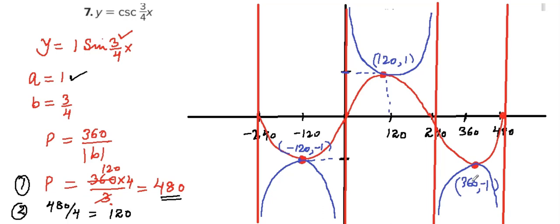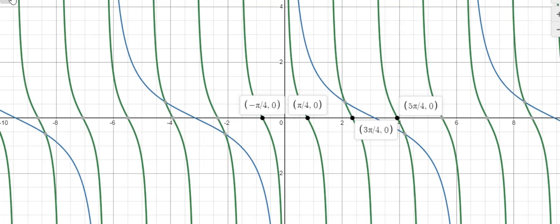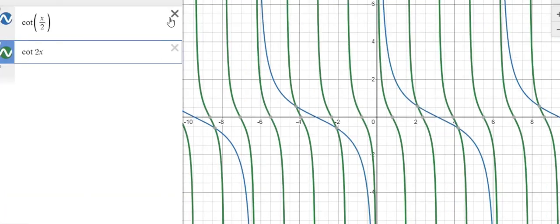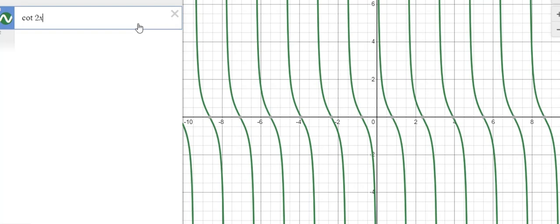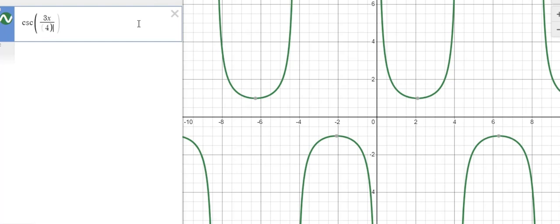Let me see this question, how this will make sense in Desmos. Cosec 3 over 4x, let me show this graph here. So I need to delete this. So cosec 3x you can write and divide by 4. So you can see, I just want to show you these points.